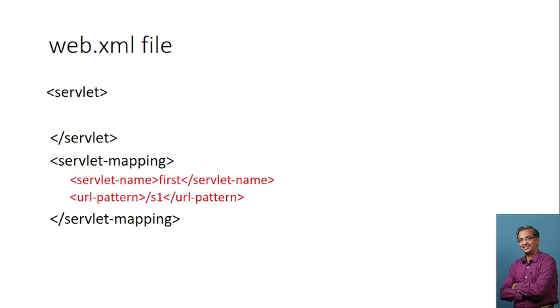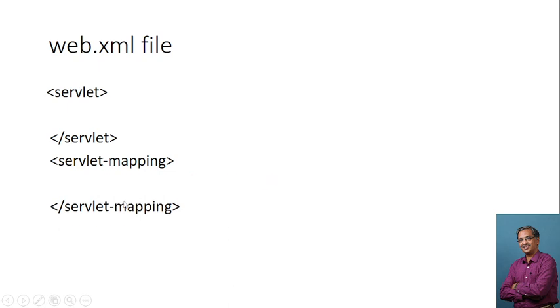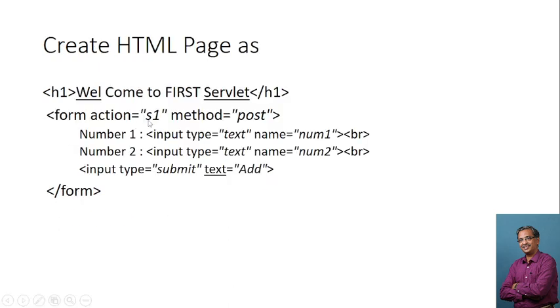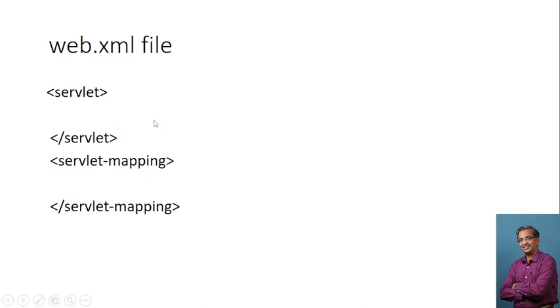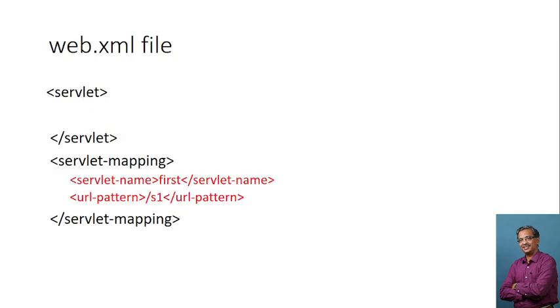To map this, first of all we add here in the servlet mapping S1, so that whenever the URL pattern S1 is called, go and execute the servlet with the name first. In servlet mapping we have two parts, servlet name and URL pattern. In the URL pattern, whatever we have mentioned in the action, we have to mention into the URL pattern. And in servlet name you can give any servlet name. This servlet name we are configuring in the upper part, that is the servlet.